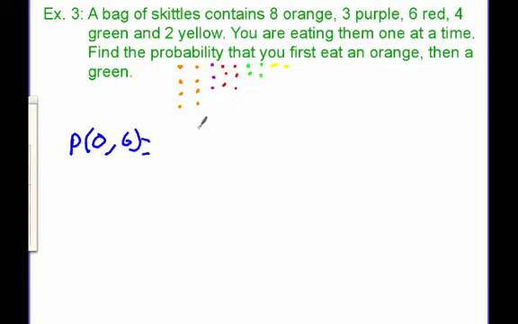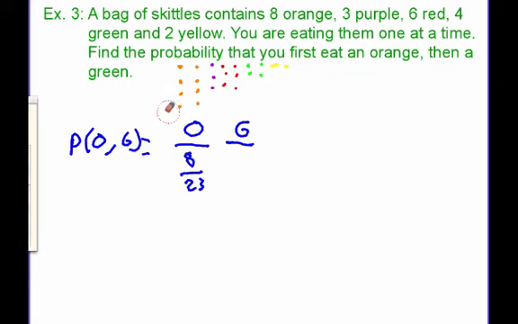So let's find our probability of an orange to start. We know there are 8 oranges out of a total of 11, 17, 21, 23. So 8 out of 23. That doesn't reduce, so we'll leave it like it is. And now we need to find the probability of a green.